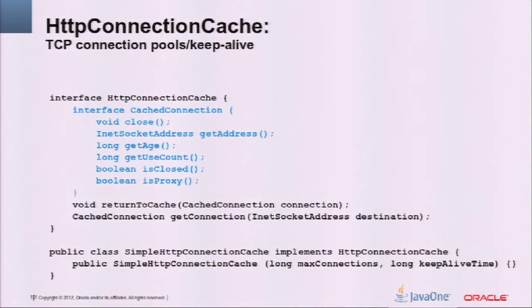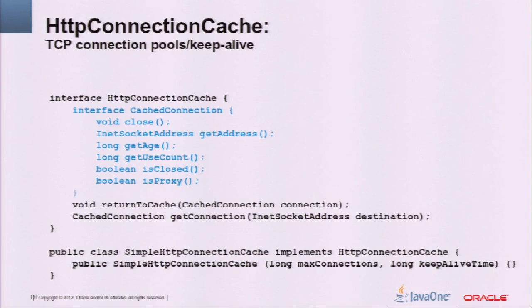Okay, so that's everything on filters. I just want to mention briefly a couple of other classes or interfaces in the API that perhaps most applications won't need to use. HTTP connection cache is one which allows a certain amount of configurability of TCP connection pools and keep alive behavior. At the bottom of that slide, we have a concrete implementation of that class, so that's probably going to suffice for most purposes. But if you need something more specialized, then you would need to implement this interface.